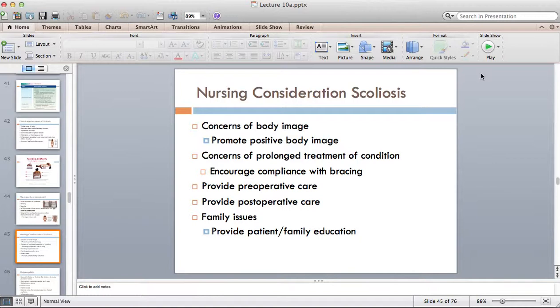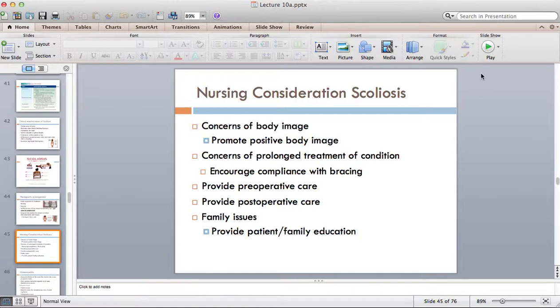Any questions on scoliosis? Okay. So you know that braces do not correct the curvature.